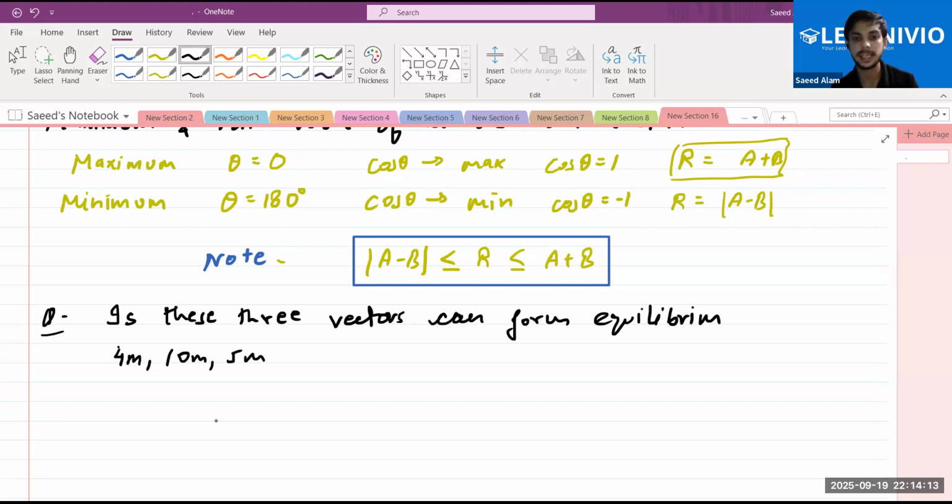What I mean is that I am summing up any two of these vectors, and I am getting a resultant that is equal to the third vector. Did you understand what I mean to say here? Yes. I am summing up two vectors, and the resultant of those two vectors should be the third vector that is present here.